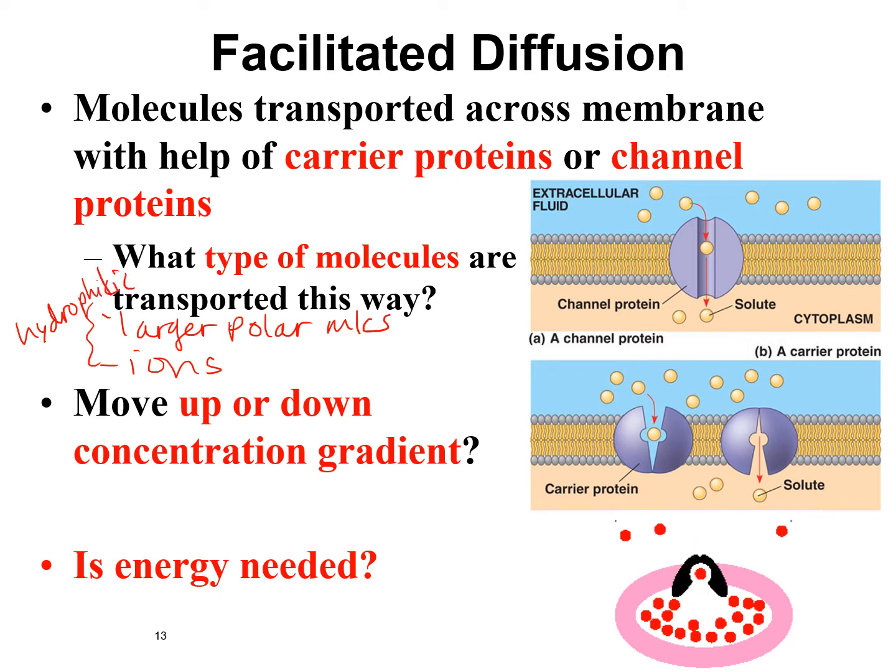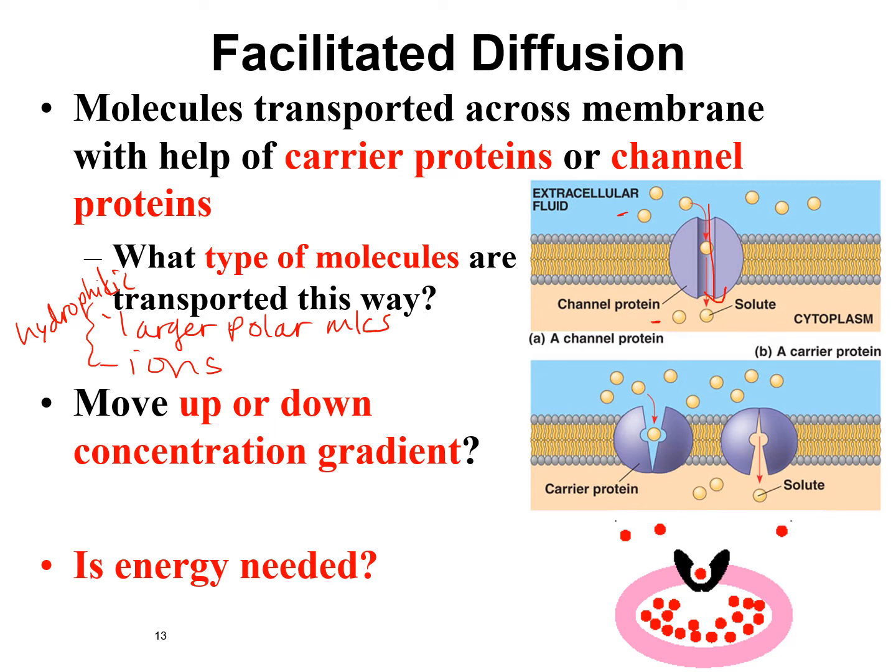And if you look at the concentration gradient, you can see on this top picture we've got higher concentration outside the cell than inside. And you can see that we're going from high to low concentration through this channel protein that has a little channel through it. So that makes it passive. So we're going to be going down the gradient.